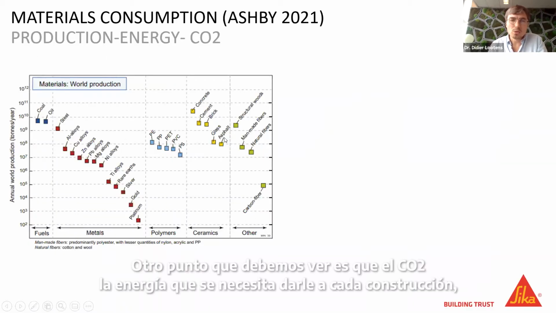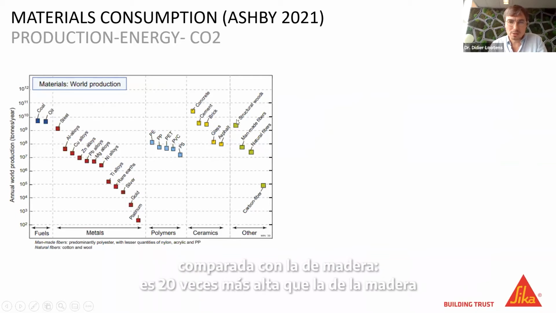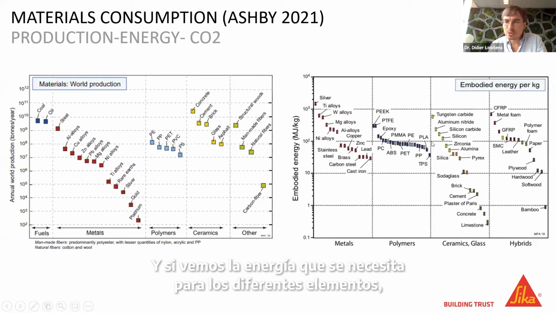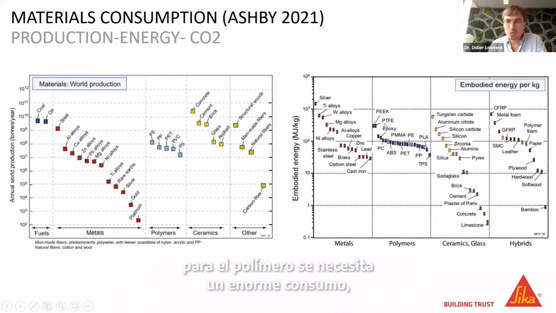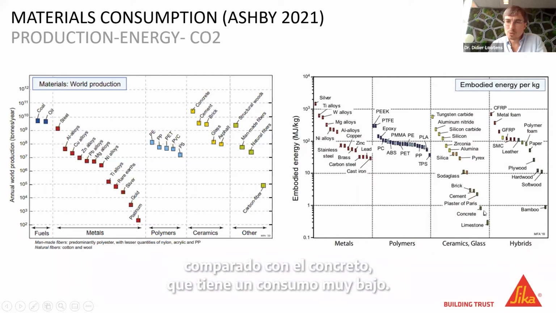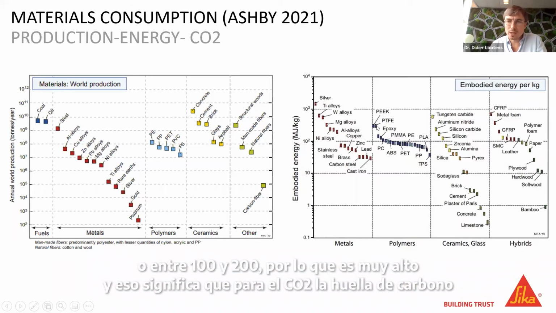Another point that we need to check is the CO2 and the energy that you need to give for each building. So you can see that the annual production of concrete, cement is very high compared to wood. It's 20 times more than wood, for example. And plastic is more than 2,000 times more than plastic. And if you look at the energy that you need for the different elements, polymer, you need huge energy. So everything that I propose with the facade element polymer has very huge energy consumption compared to concrete, which is very low. So concrete needs 1 megajoule per kilogram, where plastic needs between 100 and 200.